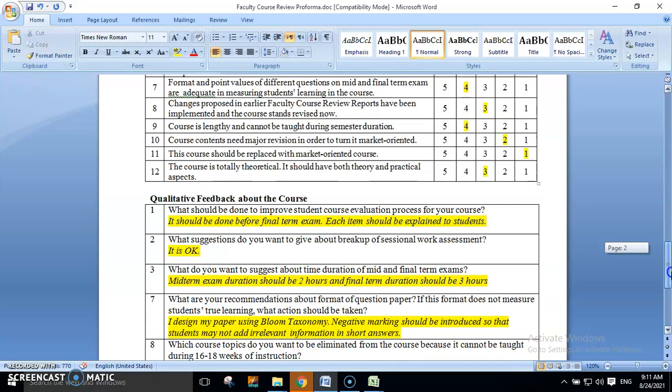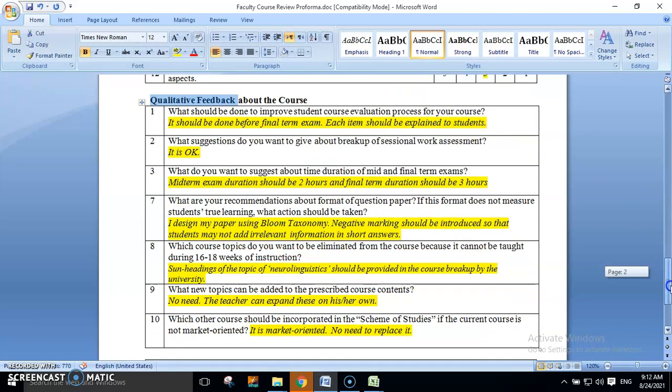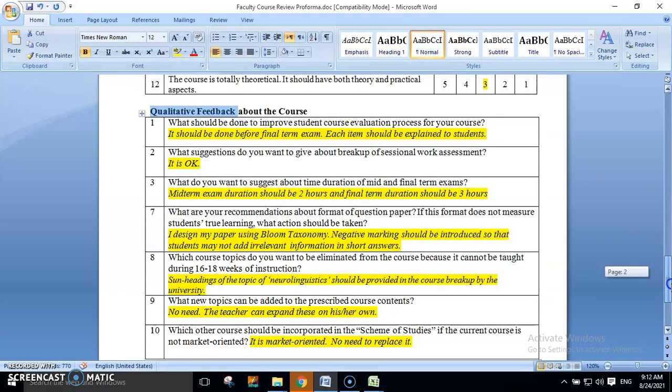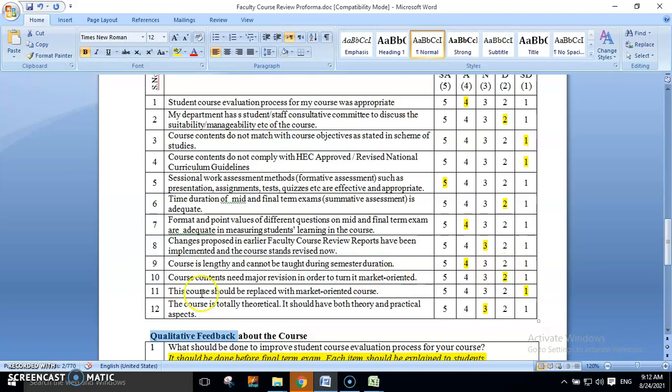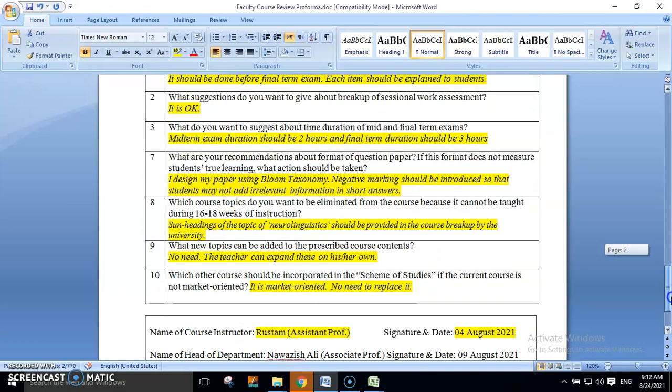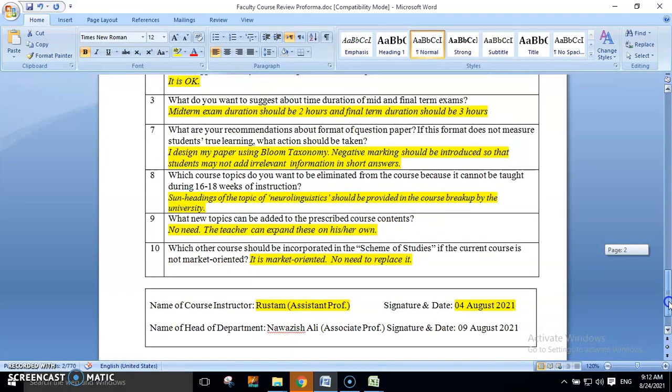And if you want to know which changes the teacher wants, I have also added qualitative feedback, that is open-ended questions. Like if some teacher says that the course is lengthy, or here, course content does not match with course objectives, as you can see here. So, course contents need major revision. If I say they need major revision, I should mention here which revisions there should be. So this is a data collection form.